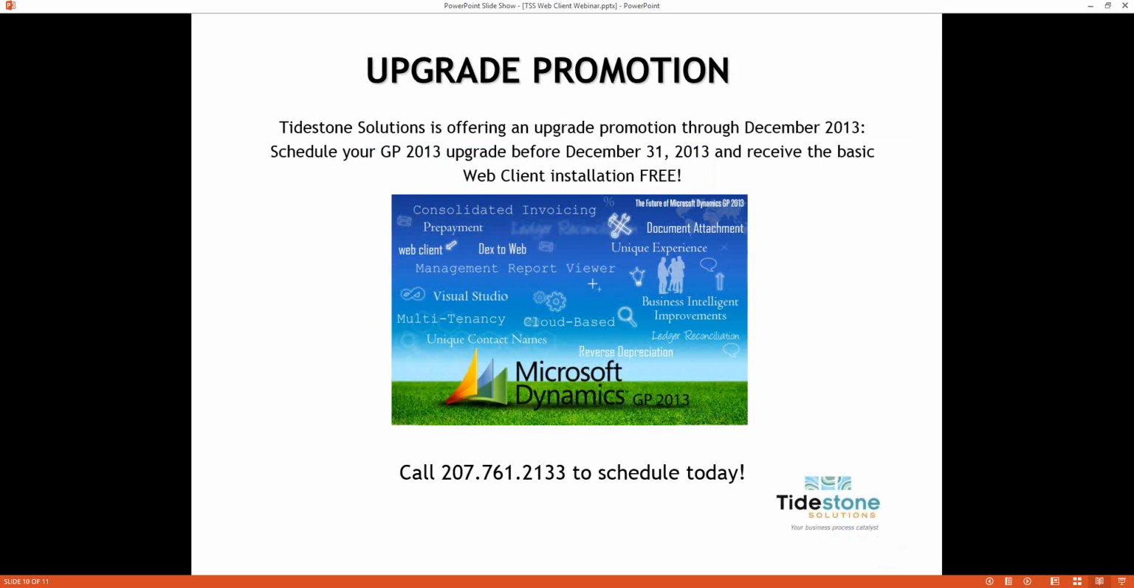And just a reminder that the upgrade promotion: if you schedule your GP 2013 upgrade before December 31st, you get the intranet basic web client installation for free. We don't charge you for our time on that. You do already own the access to it. It's just the time it takes to install that.